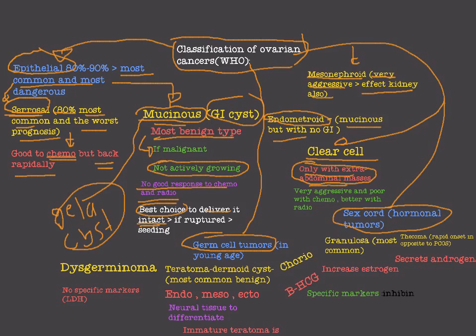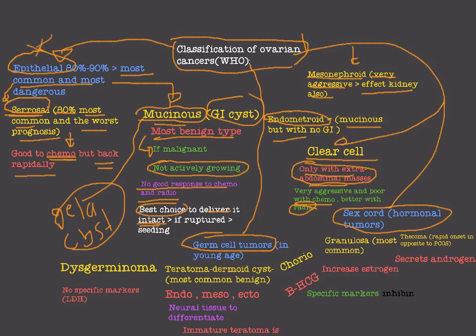It responds poorly to chemotherapy. So the treatment of choice here is radiotherapy, and every case has its specificity, but in general radiotherapy is good with clear cell cancer. So epithelial serous type has a good response to chemo, but recurs. Mucinous type has no good response to chemo and radio. Clear cell type has no good response to chemo, but a good response to radio. This is about epithelial cancers.